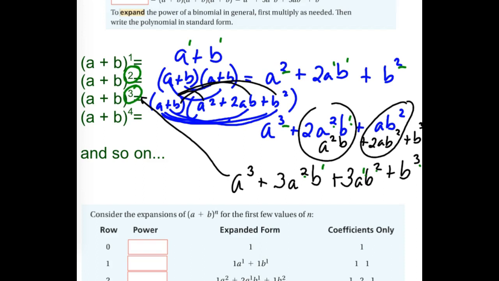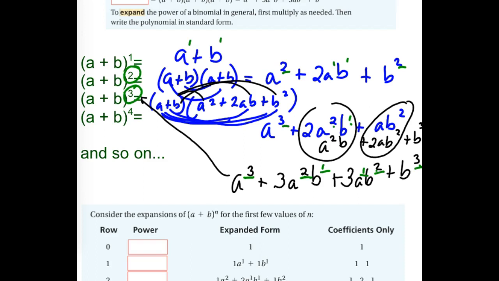Now, focus on just the A piece. Look at the power of A. In this last one, I start with an A cubed, then I have an A squared, then I have an A to the first, and then I really have an A to the 0, right? But anything to the 0 is 1, times it by 1 isn't going to do anything. So I don't usually write it in there. Looking at the B term, I have no B's in the first one, B to the 0. Then I have B to the first, B to the second, B to the third. So there's lots of patterns in here that you can use to create your answer without actually doing all the multiplication. Okay?